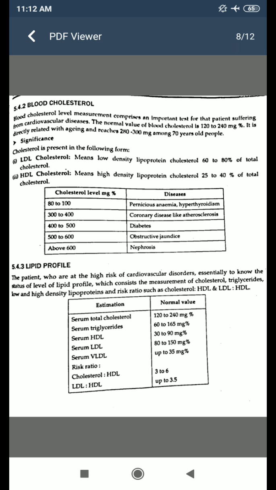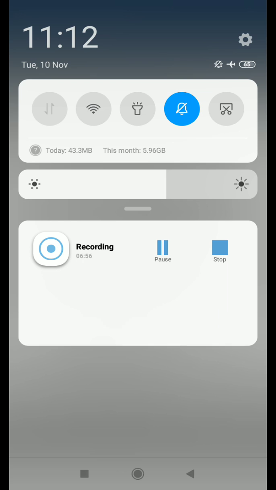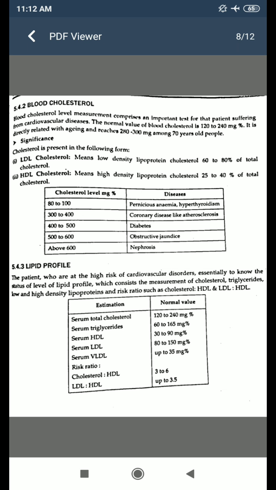Then next point is lipid profile. Patients who are at high risk of cardiovascular diseases essentially need to know the status of their lipid profile, which consists of the measurement of cholesterol, triglycerides, low and high density lipoproteins, and risk ratios such as cholesterol to HDL and LDL to HDL.